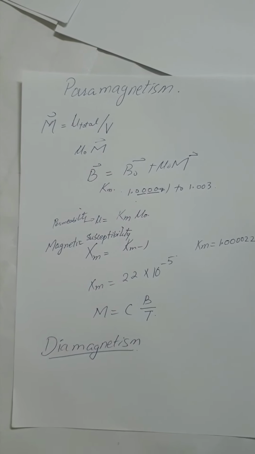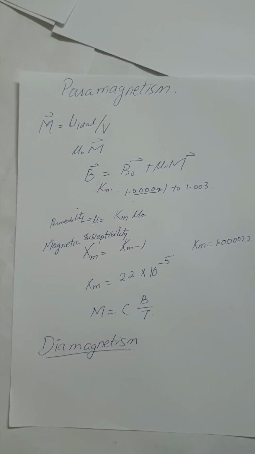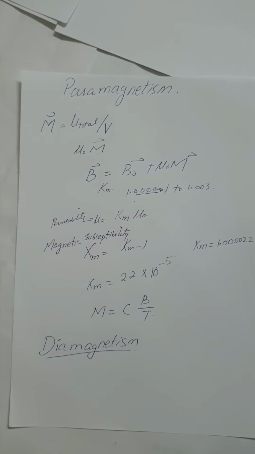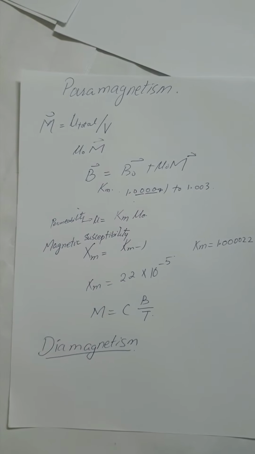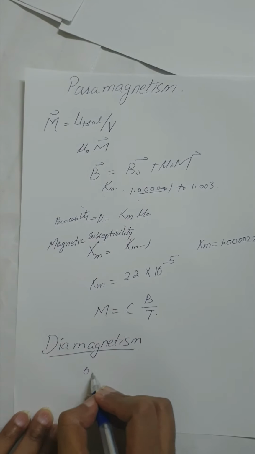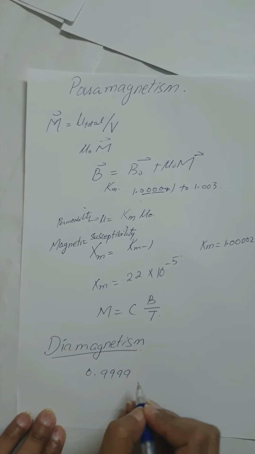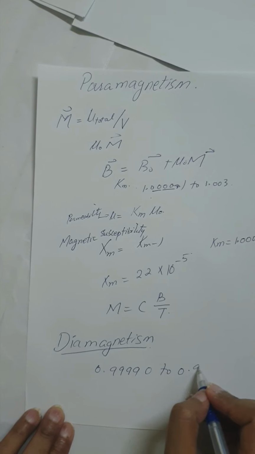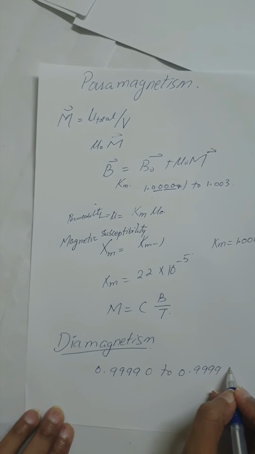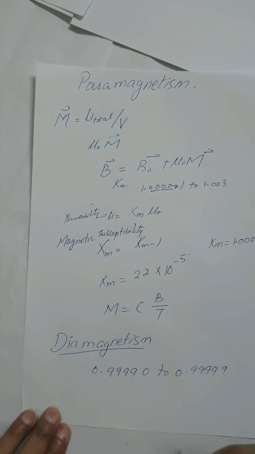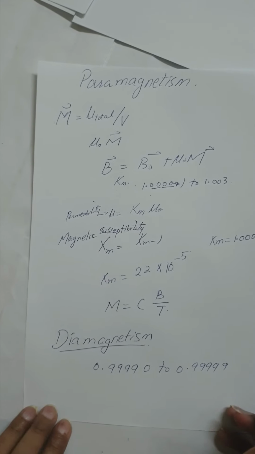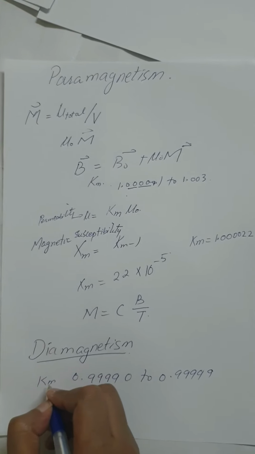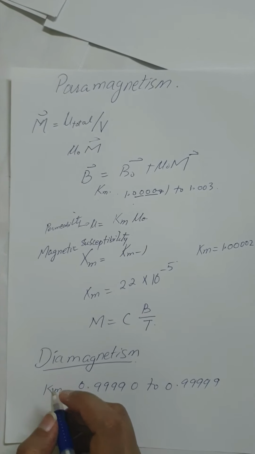So such type of materials are diamagnetic. They always have negative susceptibility, and their relative permeability Km is slightly less than unity, typically in the order of 0.990 to 0.9999 for solids and liquids. And diamagnetic susceptibilities are very nearly temperature independent.